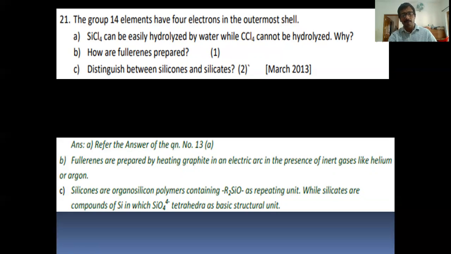Distinguish between silicones and silicates. This is a repeated question, isn't it? Silicones are organosilicon polymers containing R2SiO as the repeating unit, while silicates are compounds of silicon in which SiO4 4- tetrahedra are the basic structural unit.